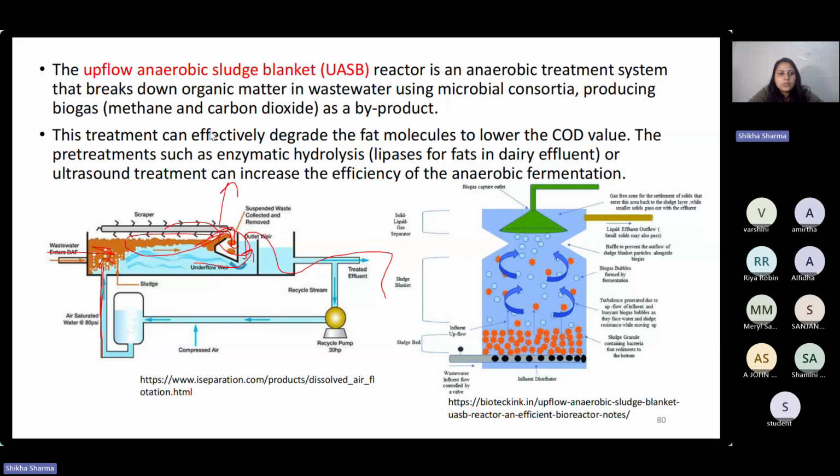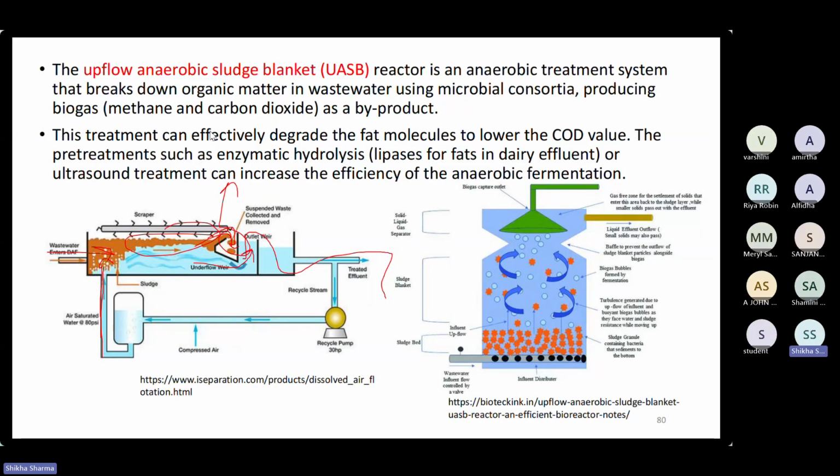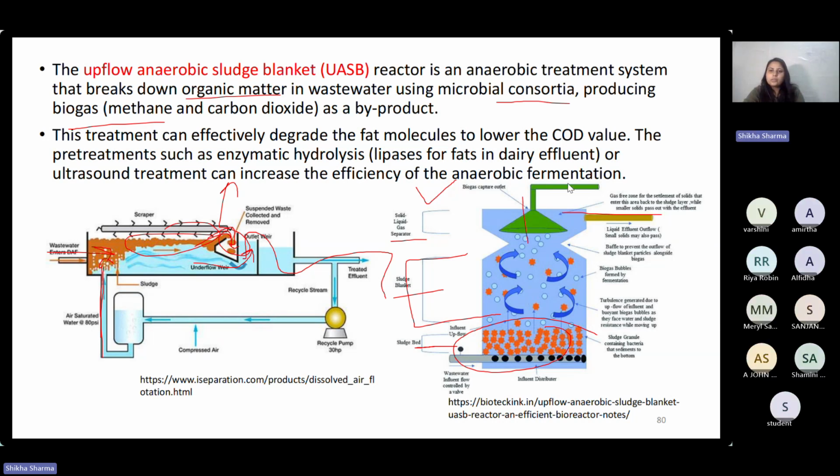Next is the upflow anaerobic sludge blanket, which is the UASB reactor. It is an anaerobic treatment system which breaks down the organic matter in the wastewater using microbial consortia, producing biogas, which is methane plus carbon dioxide, as a byproduct. In this UASB system, the wastewater enters here, the sludge bed is formed, and a sludge blanket forms above it. It has three steps: at the bottom is the sludge bed, then the sludge blanket, and then the solid-liquid-gas separator, with the baffles and the biogas collection system.